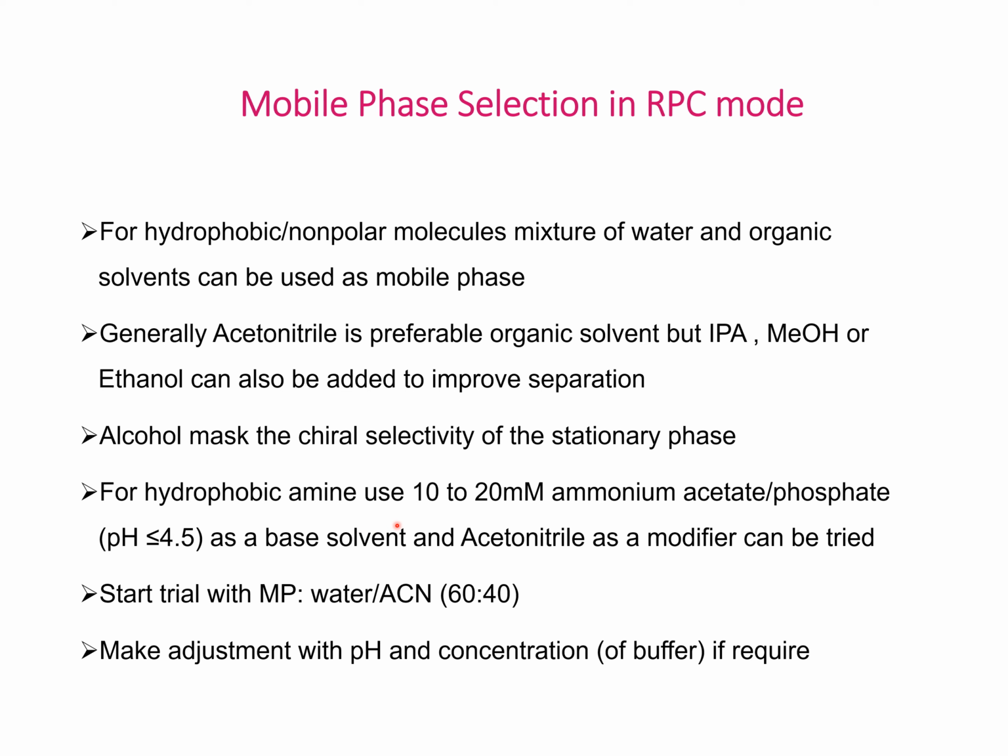For a hydrophobic amine, use 10 to 20 millimolar ammonium acetate or phosphate buffer with pH less than or equal to 4.5 as the base solvent, and acetonitrile as a modifier can be tried. Start the trial with a mobile phase composition of water and acetonitrile in a ratio of 60:40. Make adjustments with pH and concentration of buffer if required.